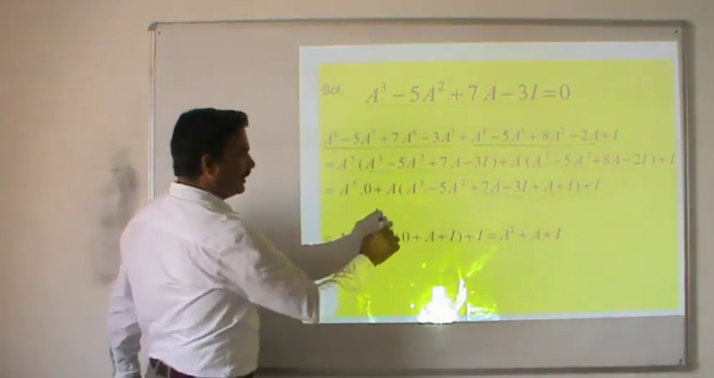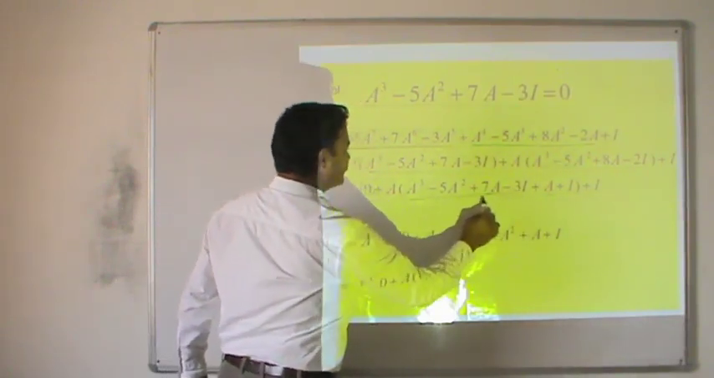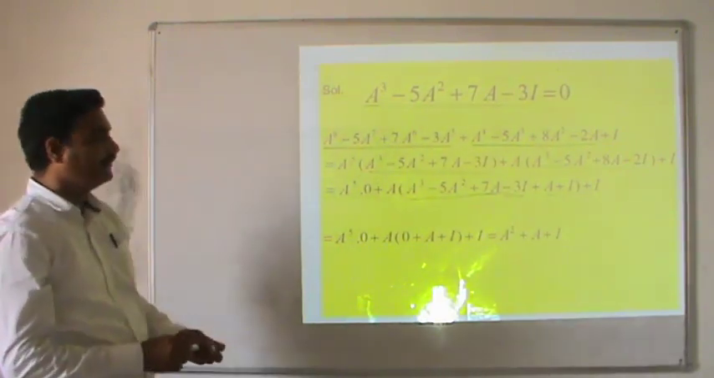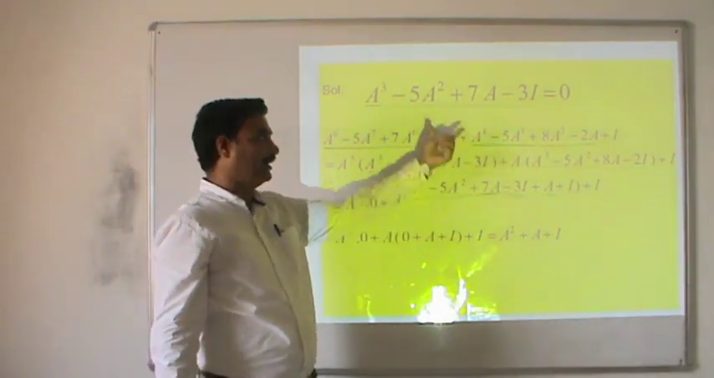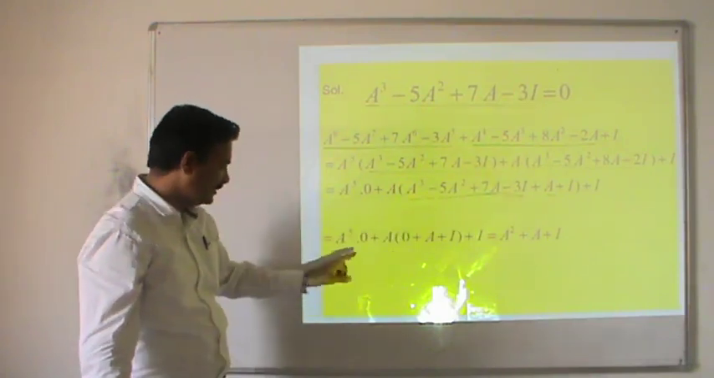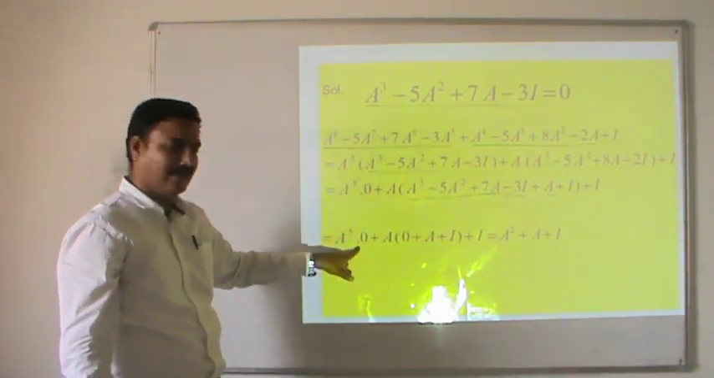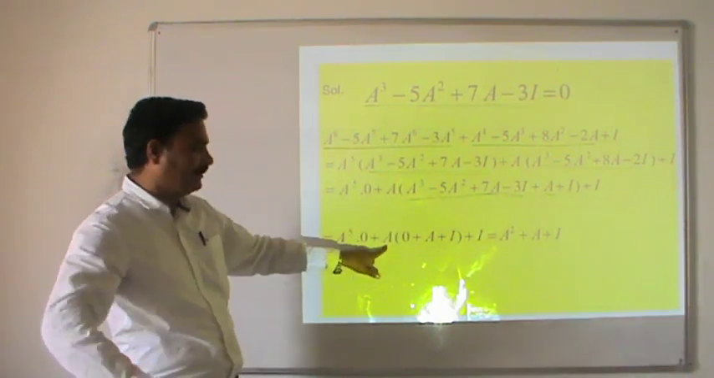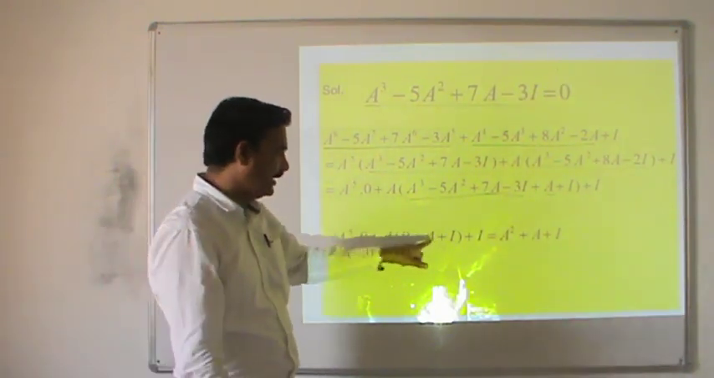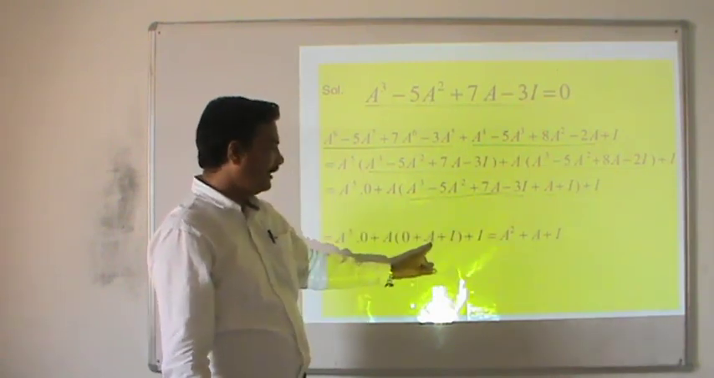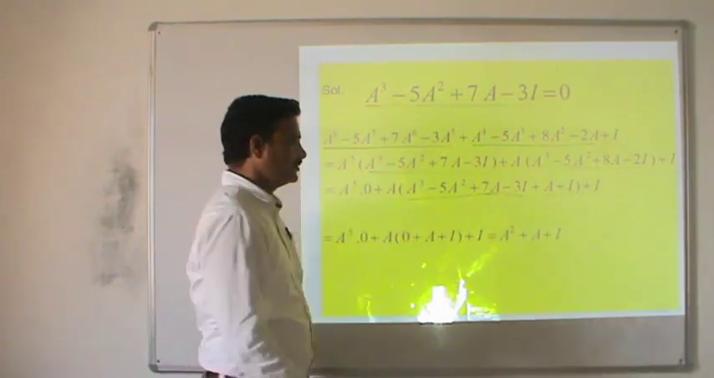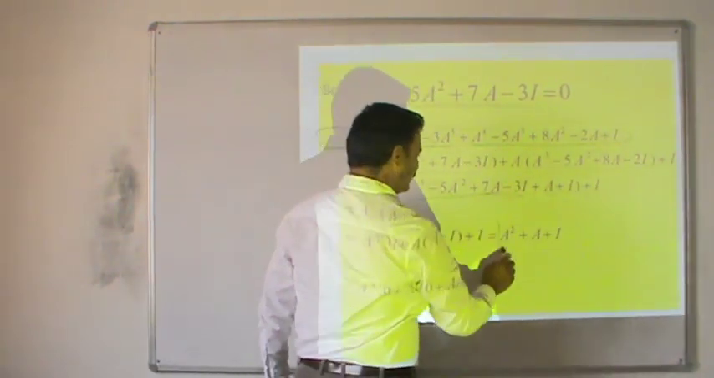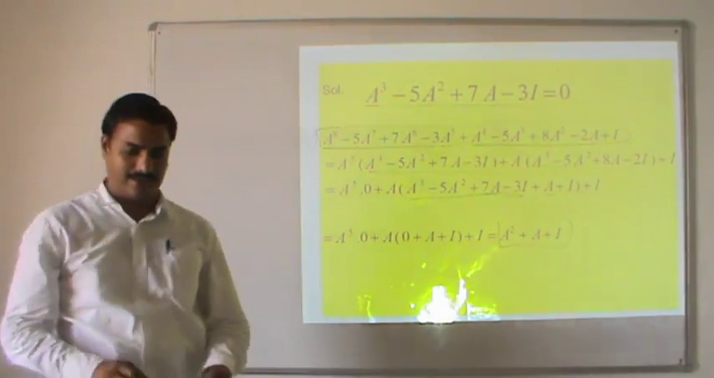And again we get the same expression, which is A cube minus 5A square plus 7A minus 3I, and this is 0 according to our assumption. So the remaining is just A to the 5 into 0, which vanishes. For this we have 0 plus A plus I, and finally we multiply this A inside the bracket, so A and A become A square into A plus I. So for this huge expression, we have an equivalent matrix expression, which is A square plus A plus I.